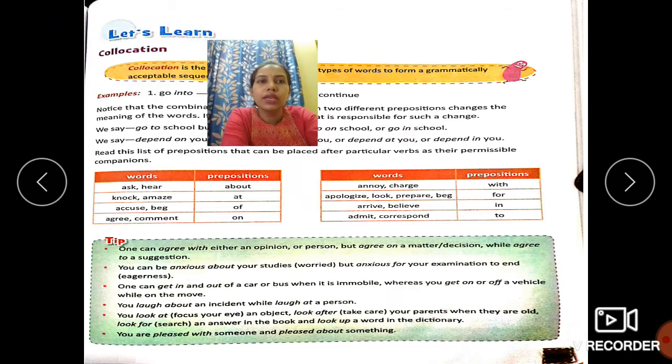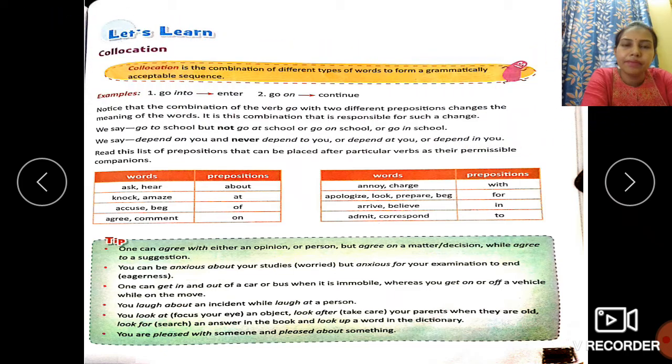Now coming to collocation. What does collocation mean? The word collocation means combination. Collocation means combination of different types of words to form grammatically acceptable sentences. Examples. Go into means enter, go on means continue.